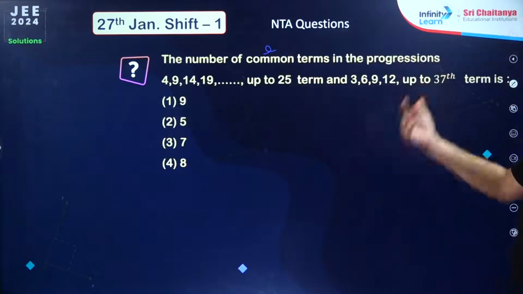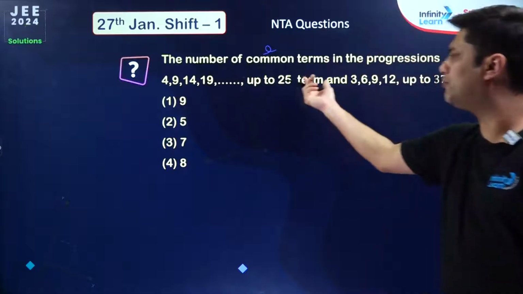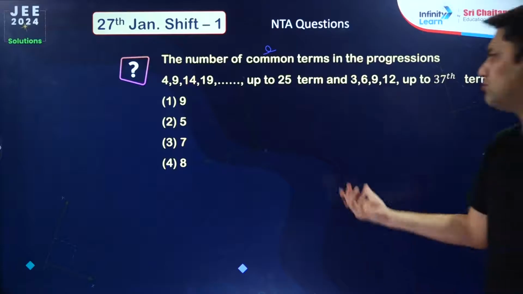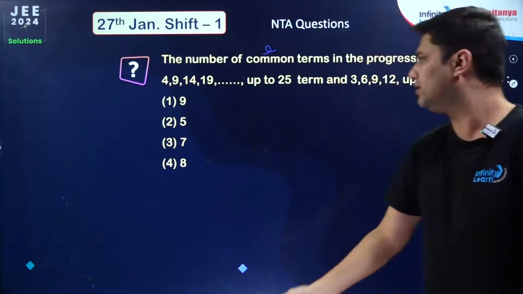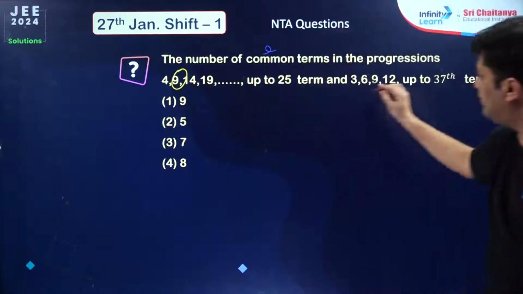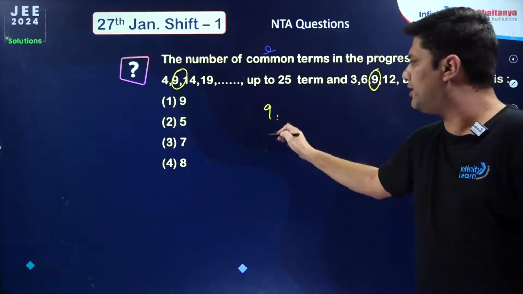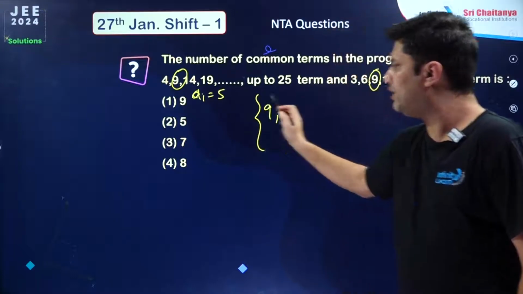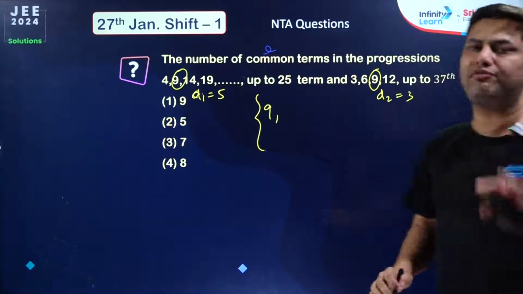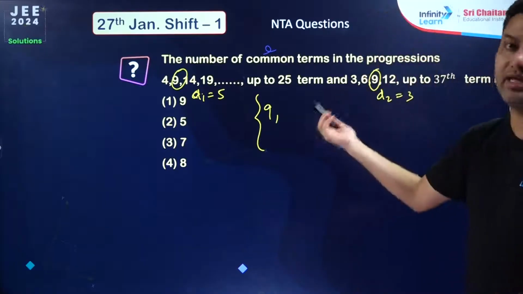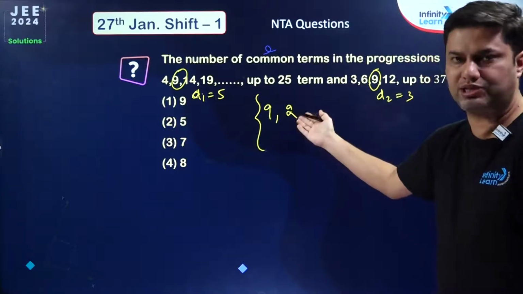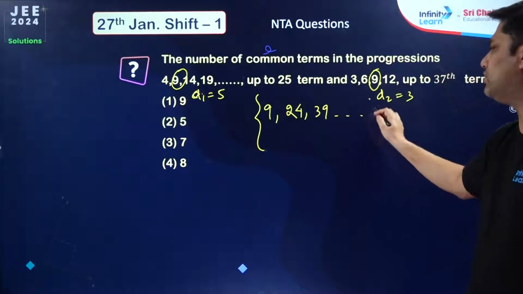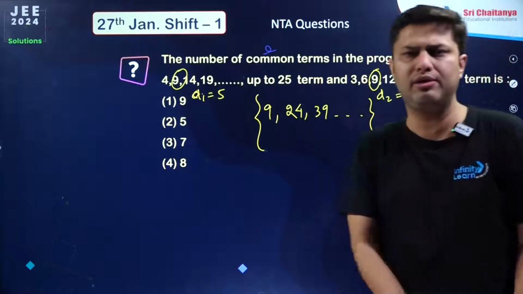The number of common terms in the progression 4, 9, 14, 19 up to 25 terms and 3, 6, 9, 12 up to 37 terms. Okay, so the common terms will also form a new AP. The first common term, the first term of that new AP, will be 9. And the common differences are D1 is 5 and D2 is 3. So the common difference is the LCM of D1 and D2, which is 15. So 9, and then the next term will be 24, then 39. So these are the common terms you are getting. So you need to find the number of common terms.